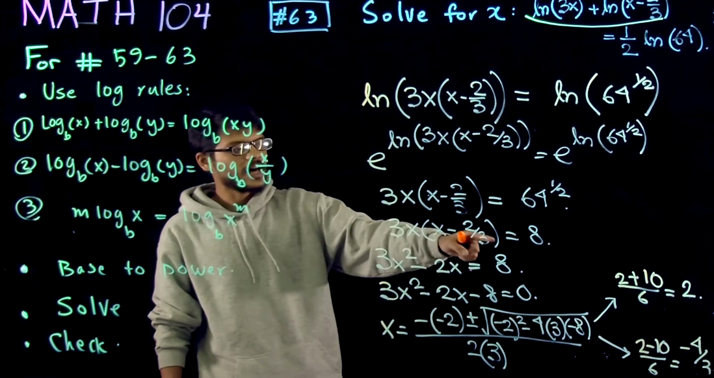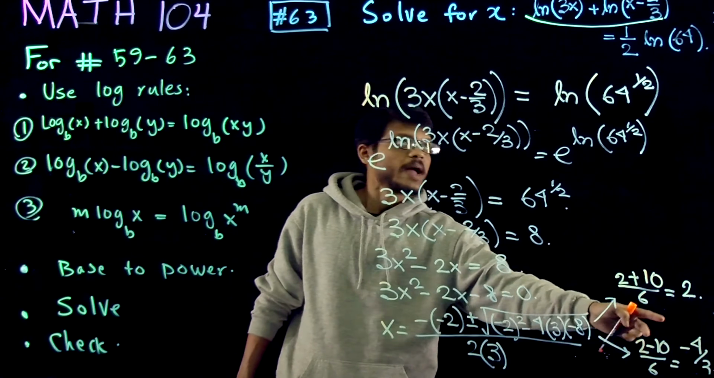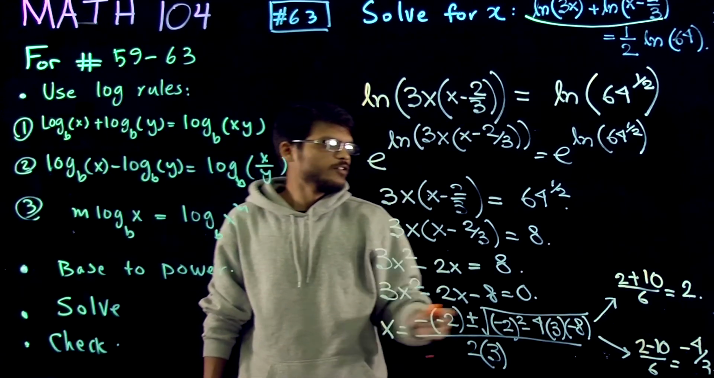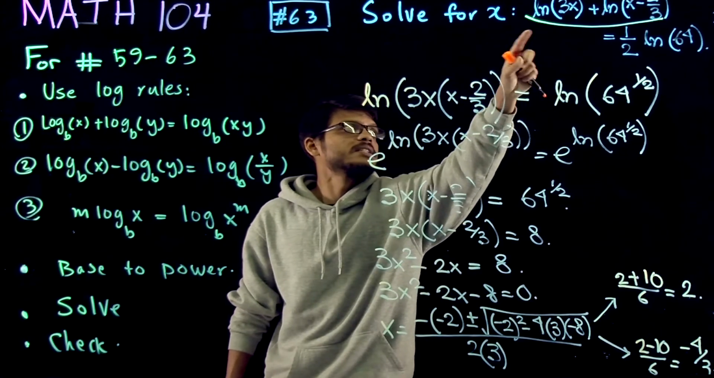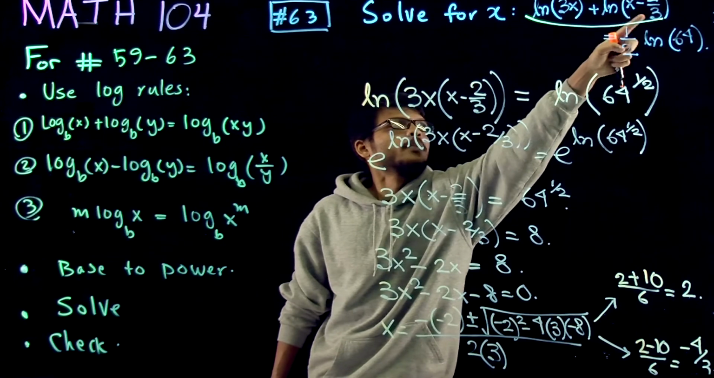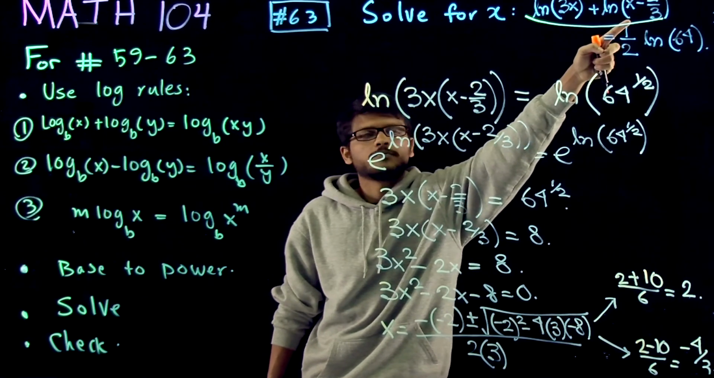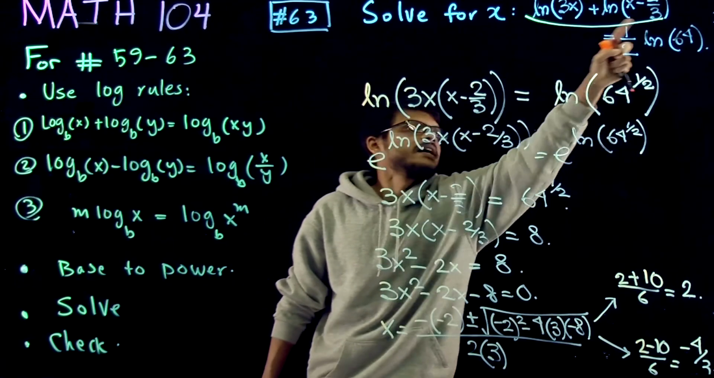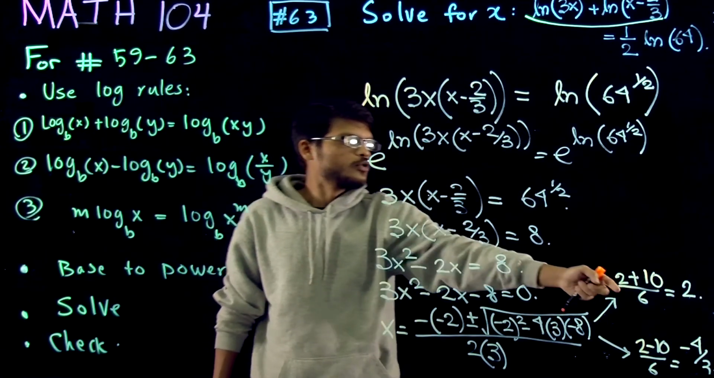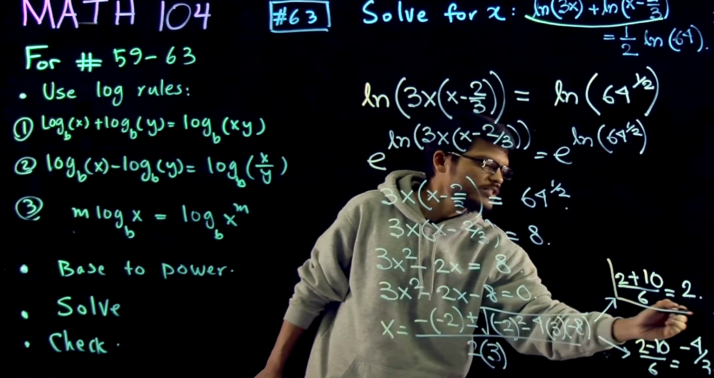Now don't forget to do the last step. You have to plug these solutions back into the original equation to check whether they are actual solutions or not. If you plug 2 back into the original, you can see that this term 3x is positive, 2 minus 2/3 is 4/3, which is positive again, and this side is already ln of a positive number. So all of them are defined, so 2 is indeed a solution. So this solution works.